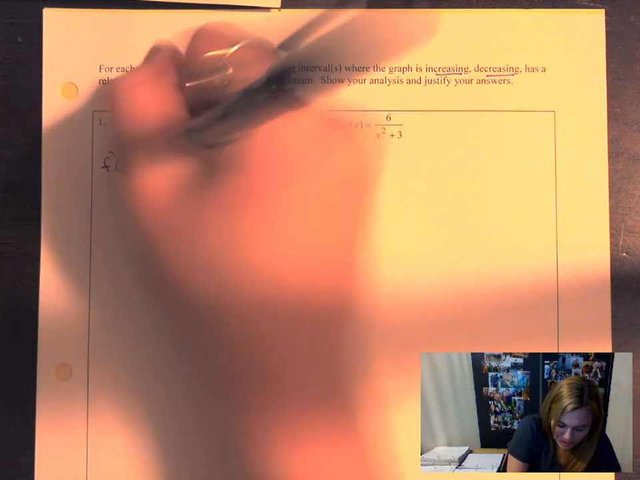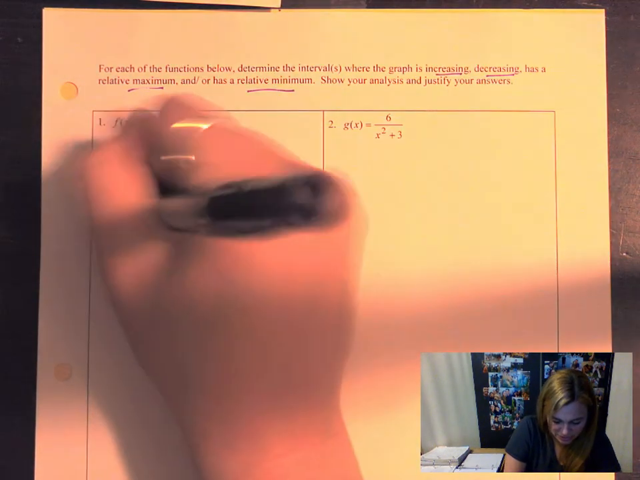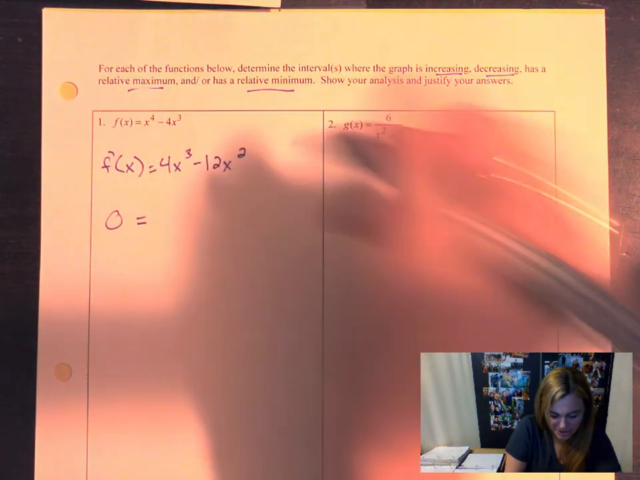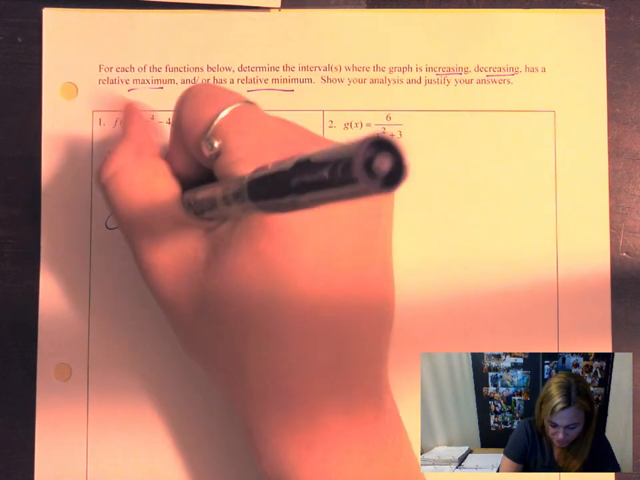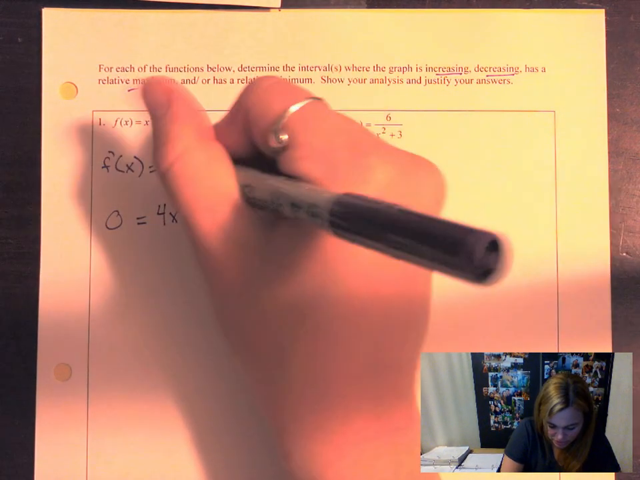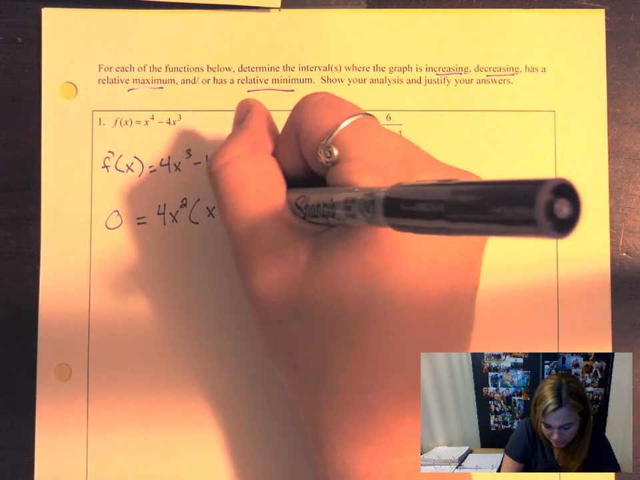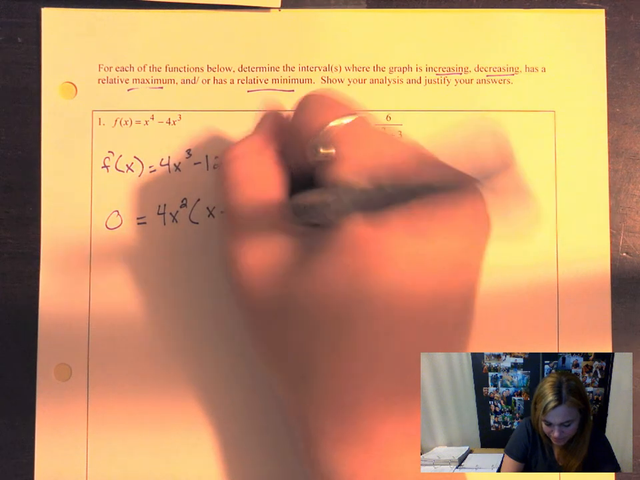So f prime of x is 4x to the third minus 12x squared. If I want to set this equal to 0, here I'm actually going to factor this out, just so it's a little bit easier for me. So I would have 4x squared. I can factor out of both. This would be x minus 3.